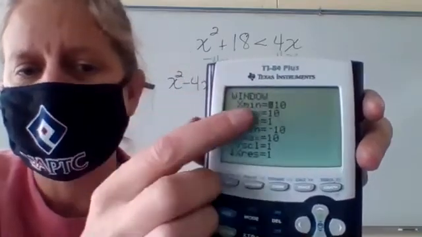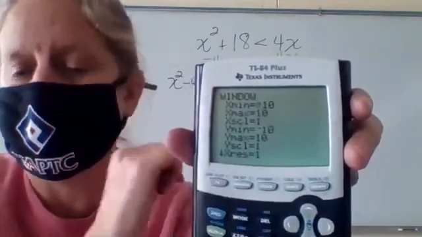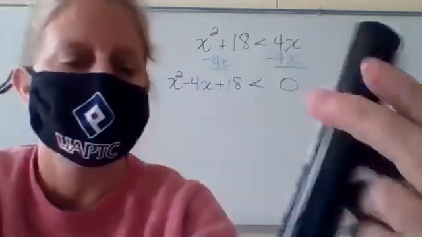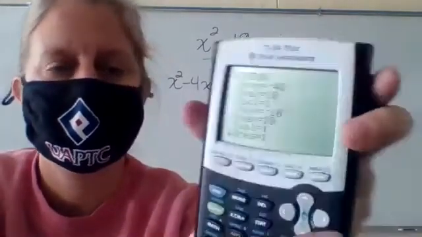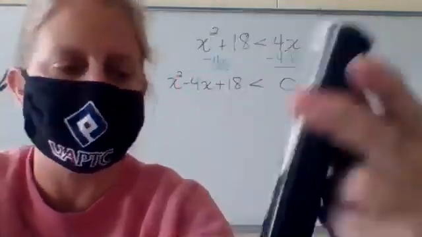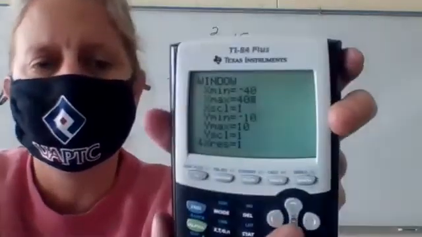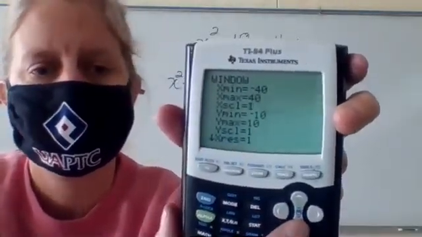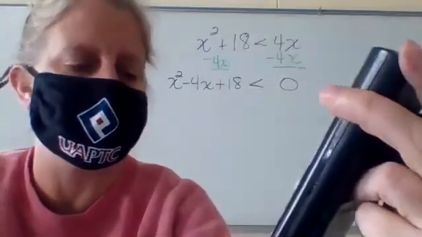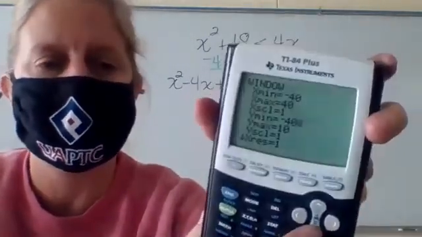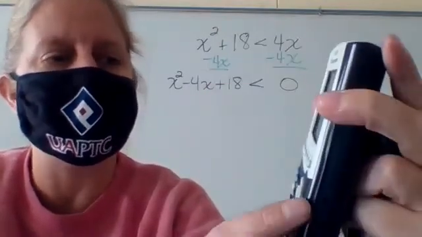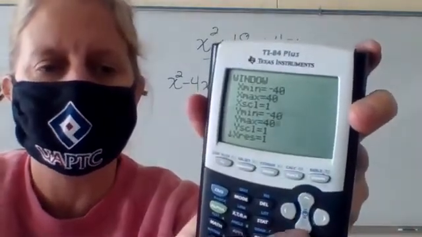Okay? I'm going to say, you know what? I want my minimum x to be negative 40. Then I want my maximum x, I'm just going to change it to positive 40. Still want them to go by ones. Let's do the same thing with my y's. Let's make it go from negative 40 to positive 40. So negative 40 is the y min, positive 40 is the y max, and I'll still have it go by ones.